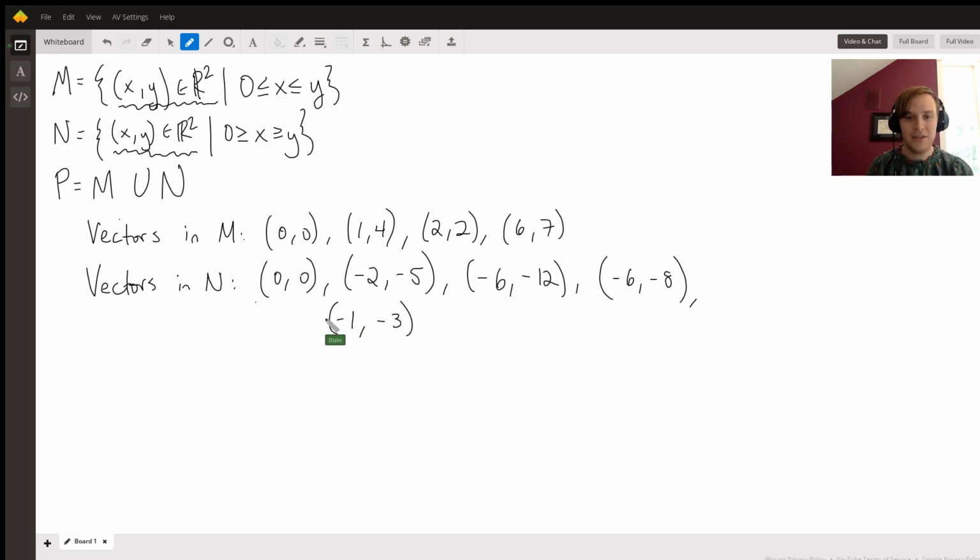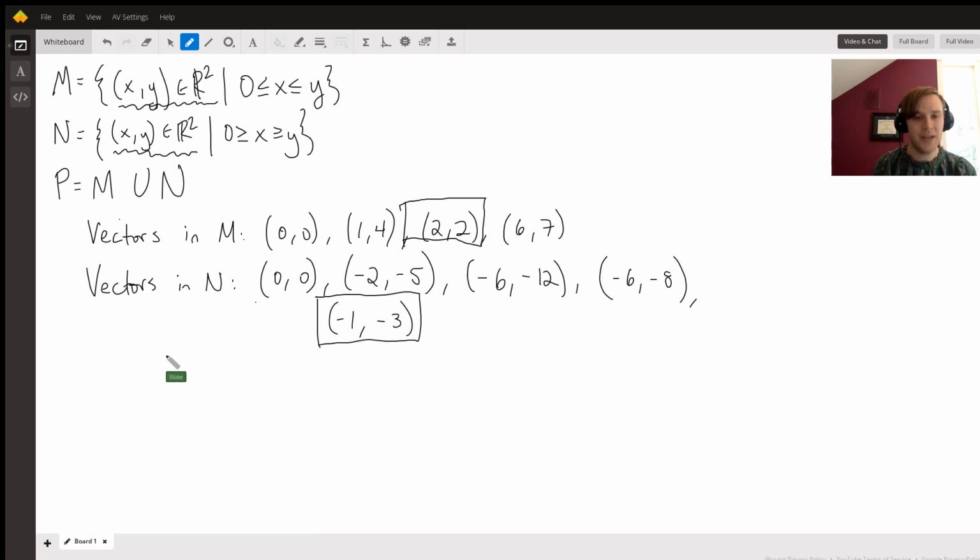Now, let's try to find a couple of vectors from our list here that, if we add them together, because all of these are in P, we get something that's not in M and that's also not in N. In other words, that's not in P. Are we going to get that? Well, actually, taking a look at this, I see this vector (2, 2), which is in P, and this vector (-1, -3) is in P.